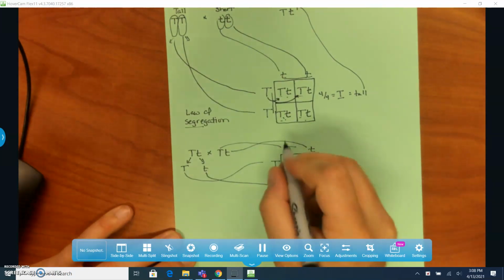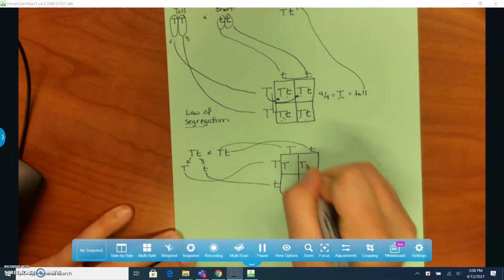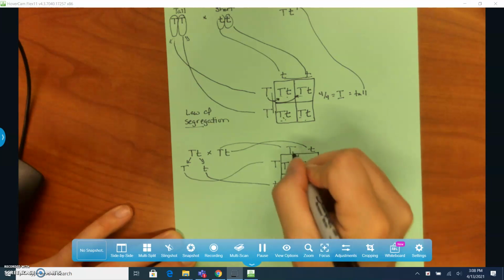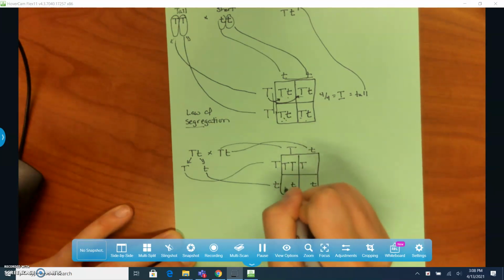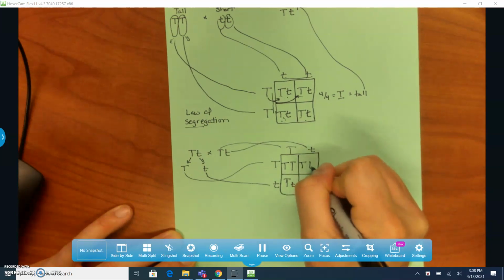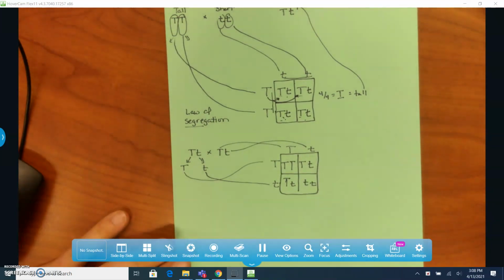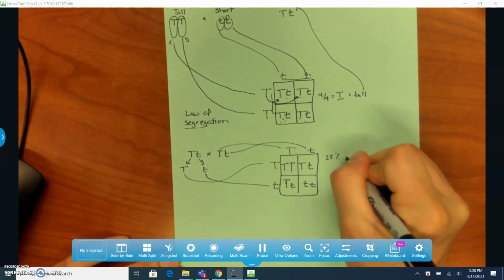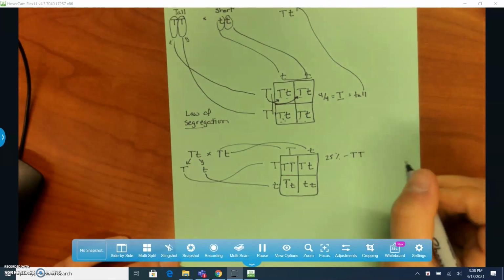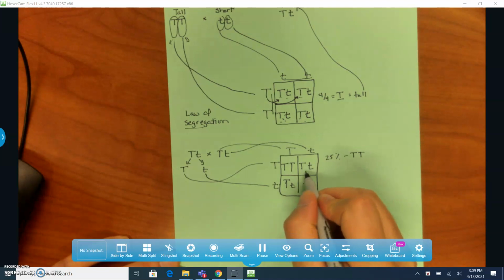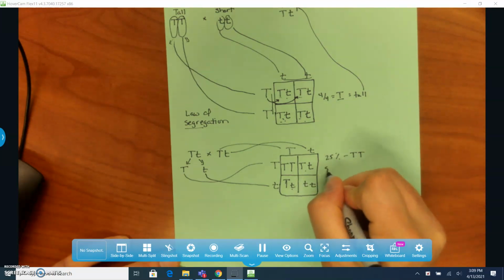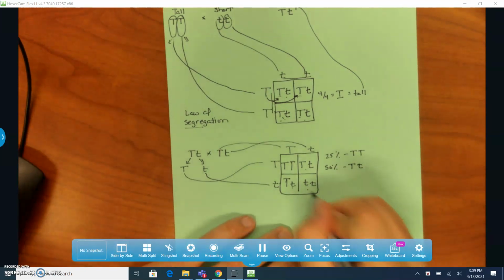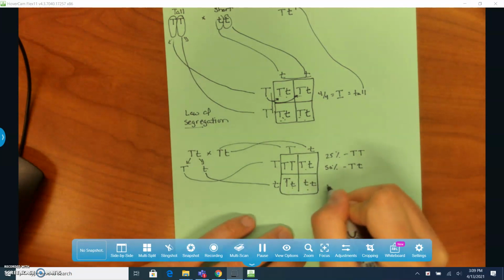Bring this big T across into every box in that row. Do the same for this little t. Bring the big T down into every box beneath it. Bring the little t down into every box beneath it. And I have my F2. I can see that 25% will be big T, big T. I can see that 50% will be big T, little t. And I can see that 25%, 1 out of 4, will be little t, little t.